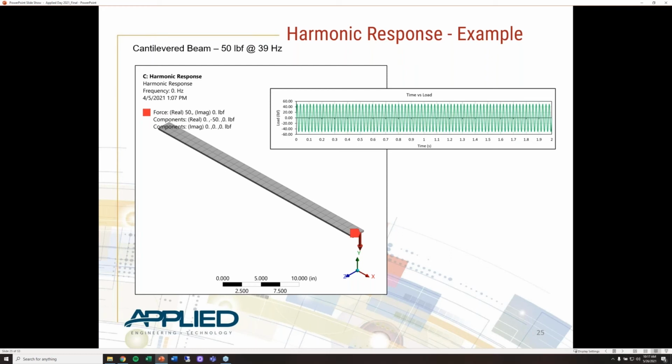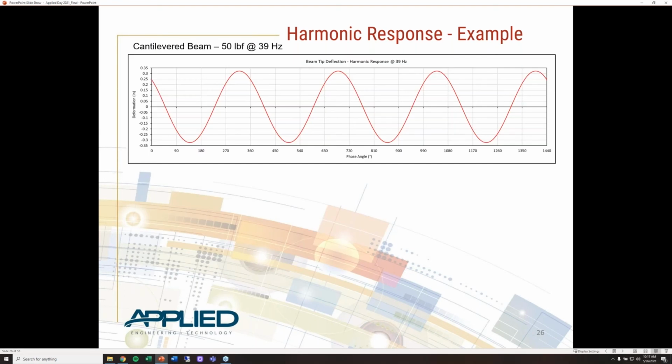Okay, and so next we're going to get the output from the harmonic response, beam tip deflection. Okay, and this is again at 39 hertz. So the output is steady state, so it's occurring at the same frequency as our input load. With 50 pounds, we can see that the deformation is plus or minus around 0.33 inches. Okay, so this is our steady state response.